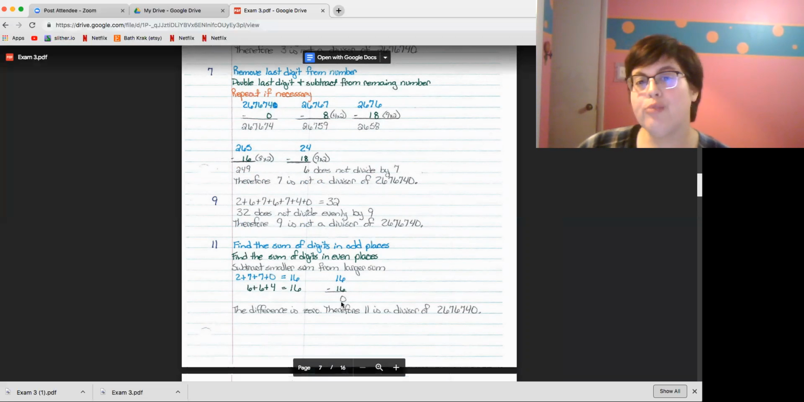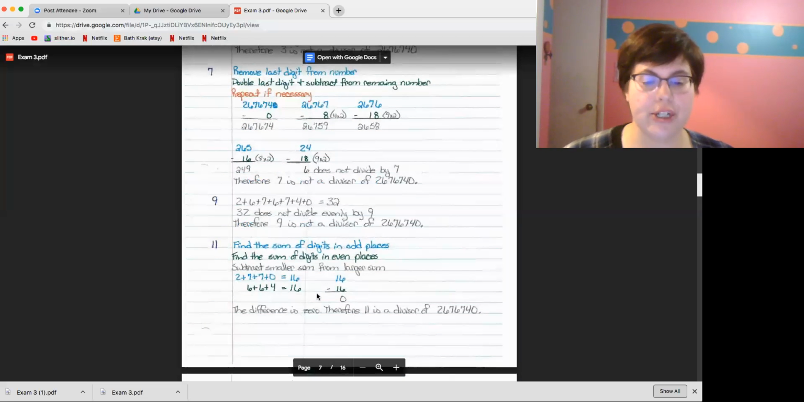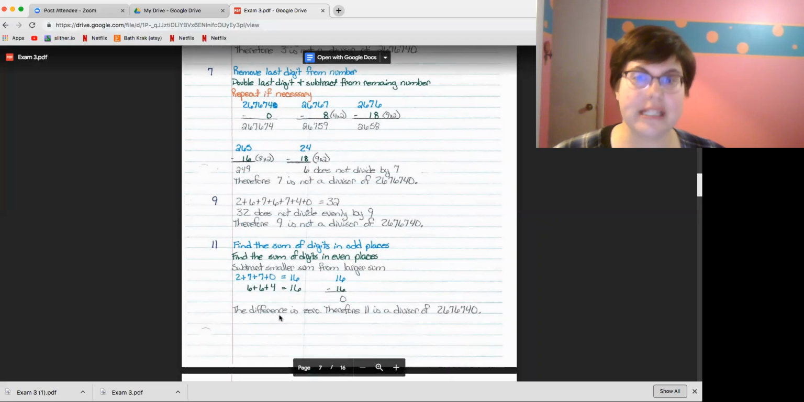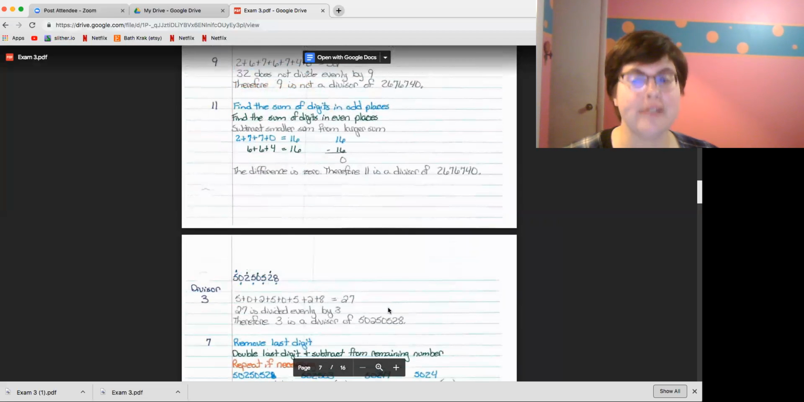The divisibility rule of 11 is if the difference of the sums is 0 or evenly divisible by 11, then 11 is a divisor. In this case, the difference is 0, therefore 11 is a divisor of 2,676,740.